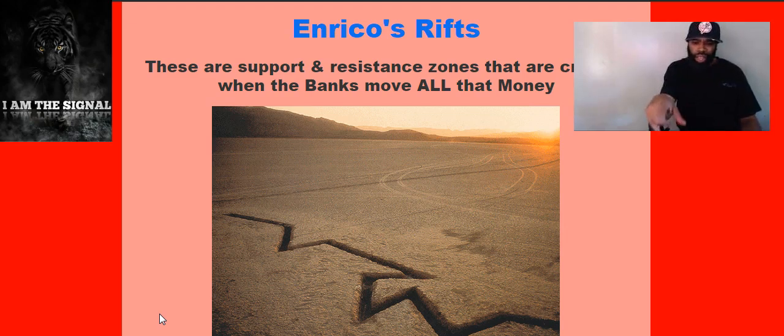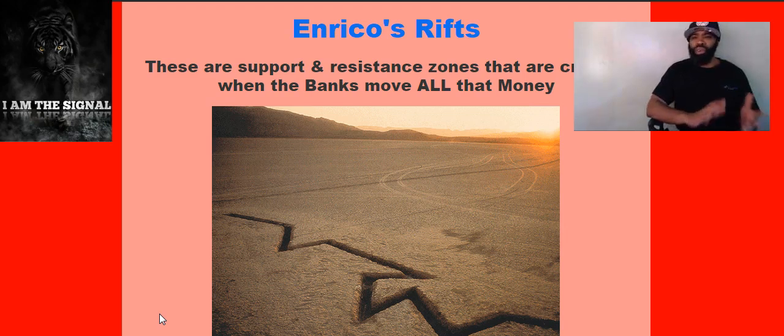And I'm mainly going to be looking at the slides, because with the slides, I believe the information I'm trying to communicate to you is going to be easier for you to understand. All right? We're going to be looking at Enrico's riffs, as I told you as a prelude in the last videos. These are support and resistance zones that are created when the big banks move money.